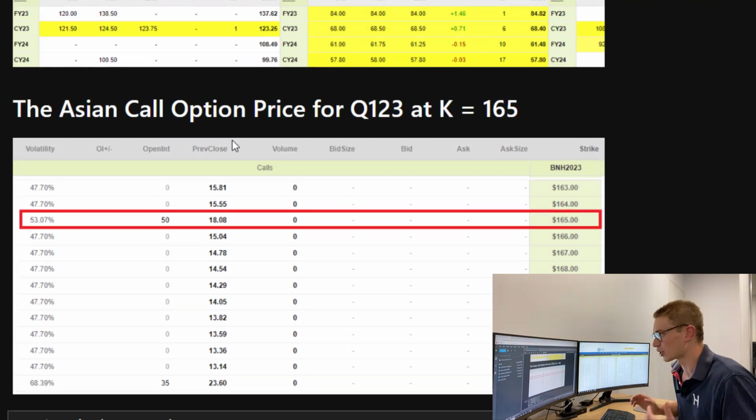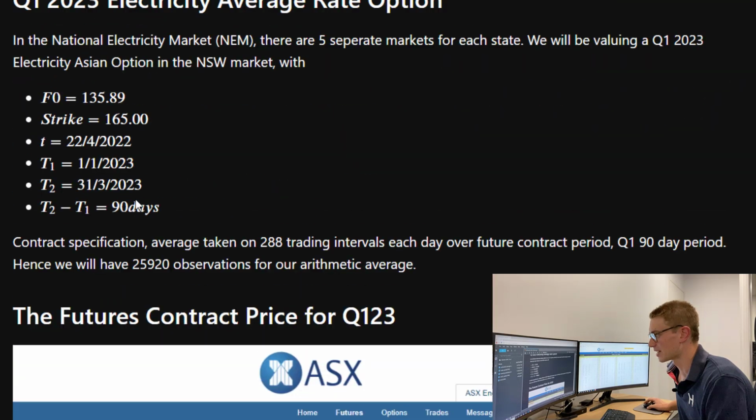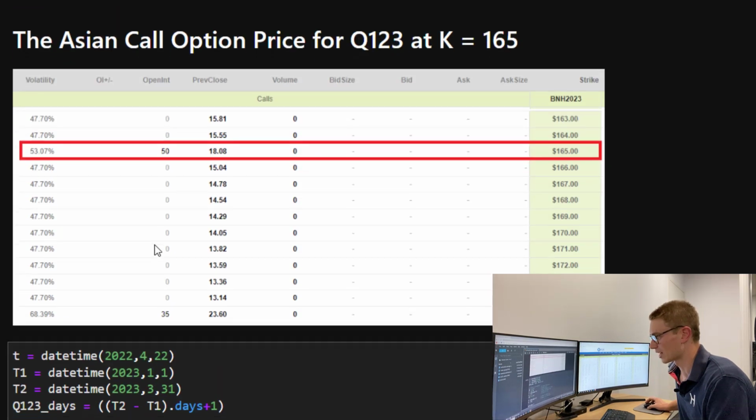Now for the Asian call price, we're going to be considering the strike that is being traded here at 165. So we've got 50 megs here that have been traded, and the previous close was $18.08. And that traded for an implied volatility of 53.07%. So that is the percentage volatility that we're going to be using here in this model.